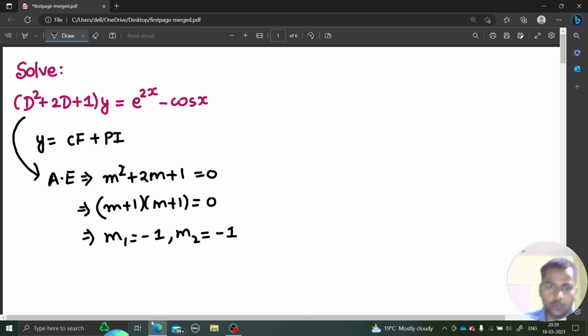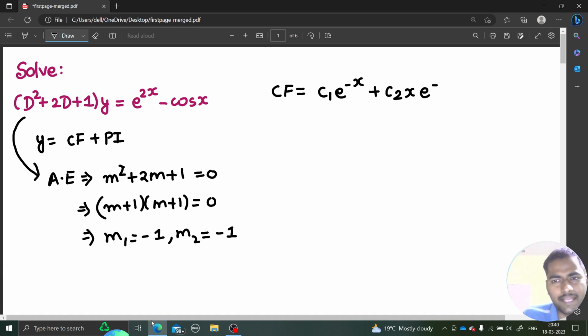Provided you have got these two roots, you can now proceed and write your complementary function. Because the root is repeated, it is c1 e power m1x, which is e power minus x, plus c2x, and again the other one is also e power minus x. We generally write it like this: (c1 plus c2x), and collectively, because e power minus x is common, we write it something like this.